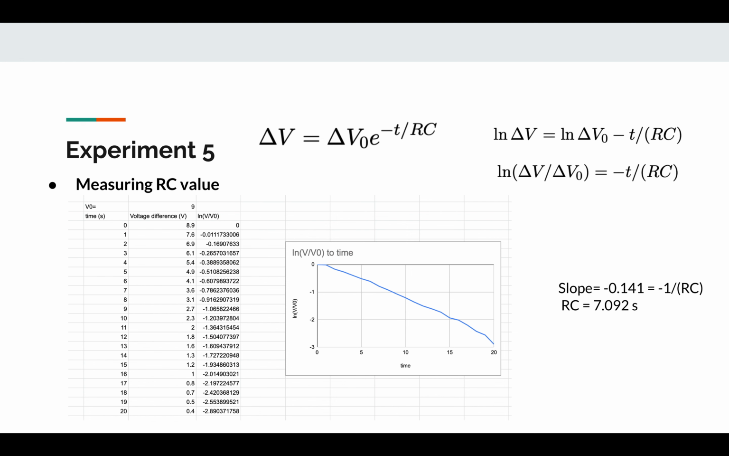In experiment 5, we measured some voltage differences at different times, and we drew the graph of natural log of V divided by the initial voltage, which is 9. We found that the slope of the graph is negative 0.141, and thus our measured RC would be 7.02 seconds.